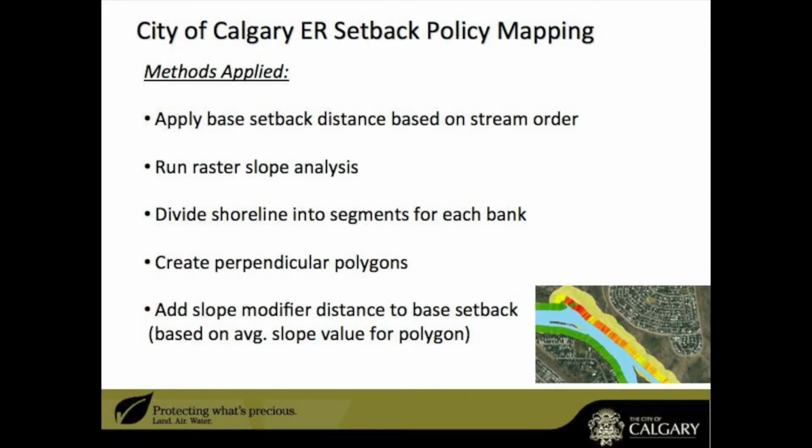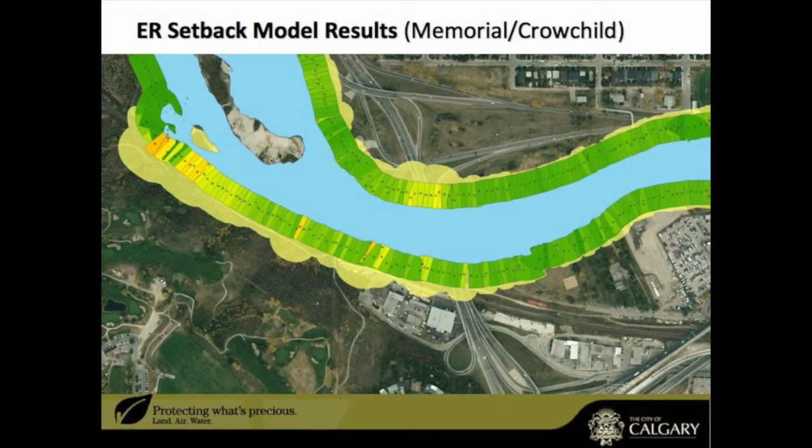So for the methods applied, in GIS we just basically took the base setback distance based on the stream order. We did a raster slope analysis, and then we divided each side of the shoreline into segments, created polygons, calculated average slopes, and then added the slope modifiers. We did this citywide, regardless of whether it was a greenfield community where this would apply for new developments or old ones, just to look for lost opportunities from potentially not having had this in the past. This is just one of the outputs from the Memorial Drive Trail area.